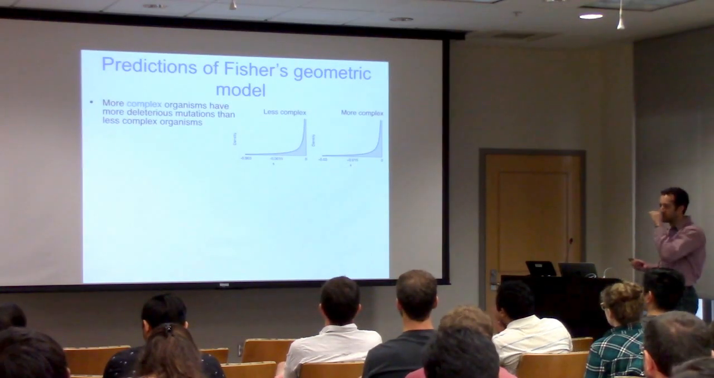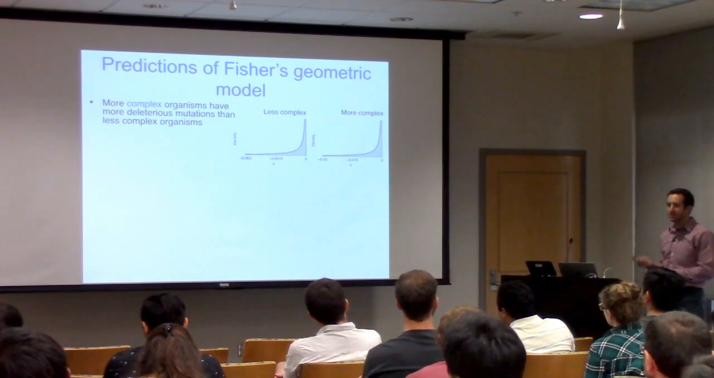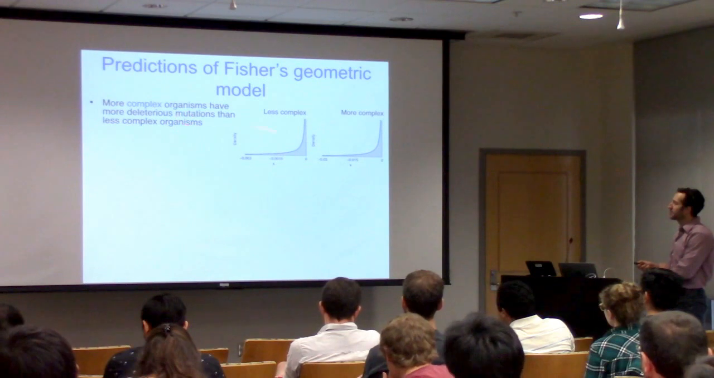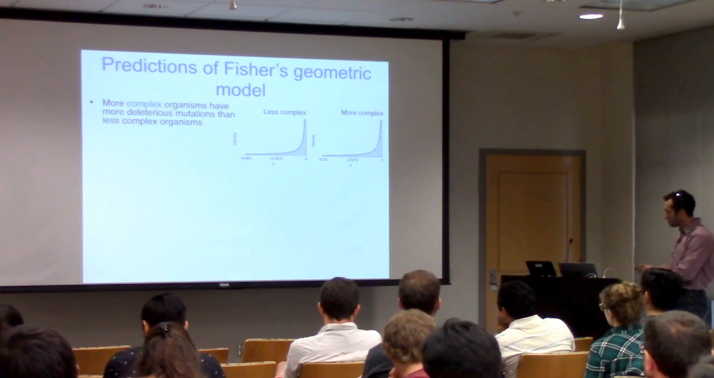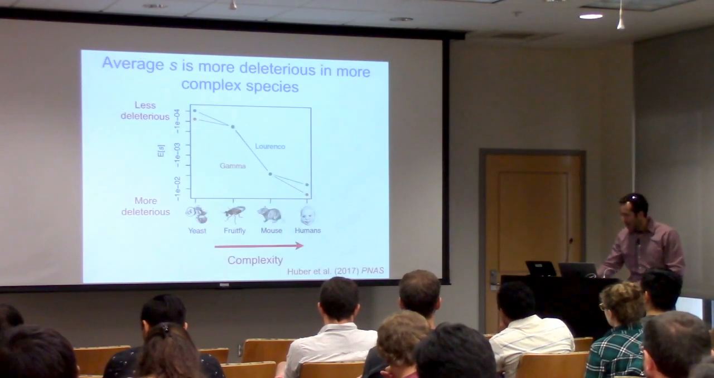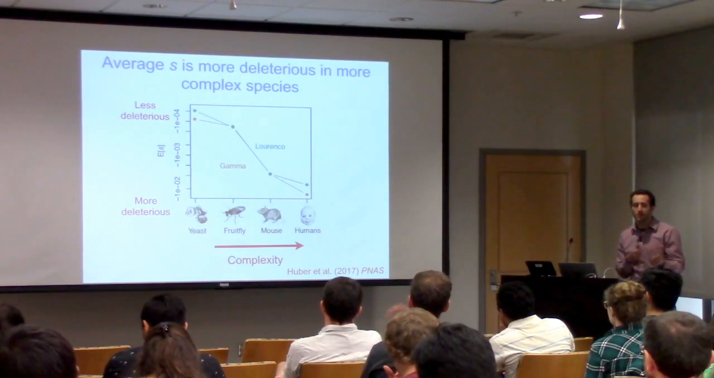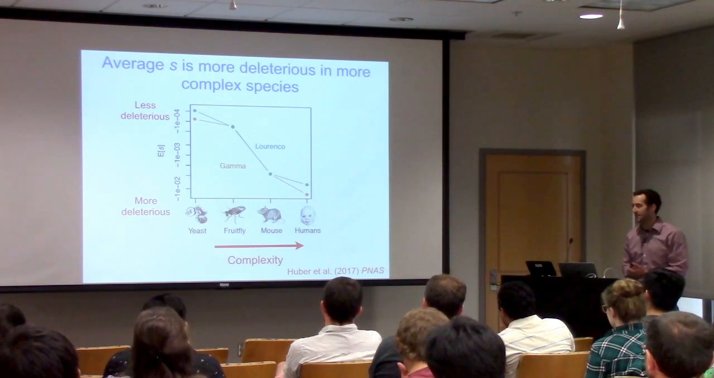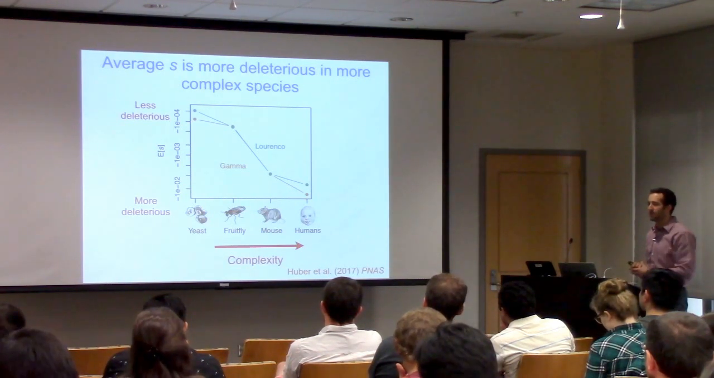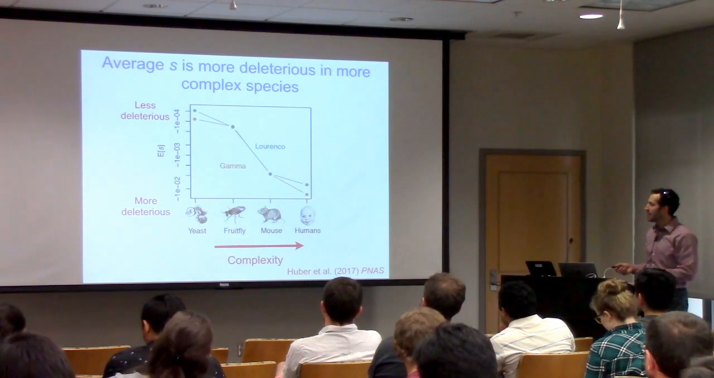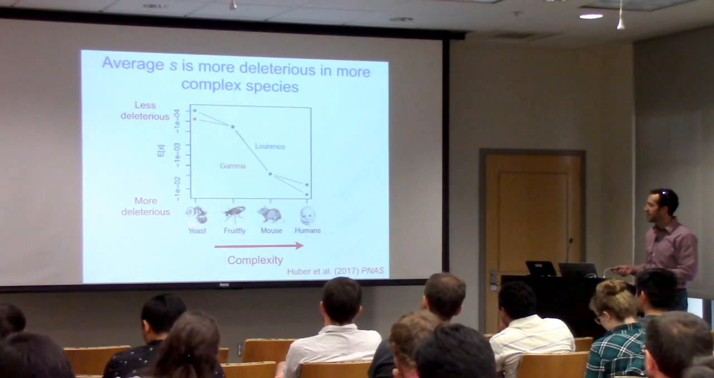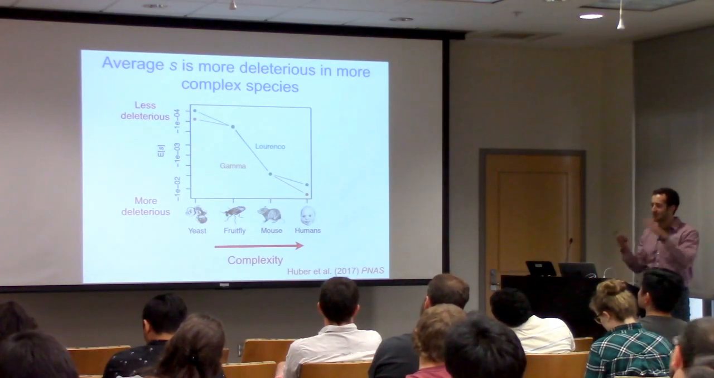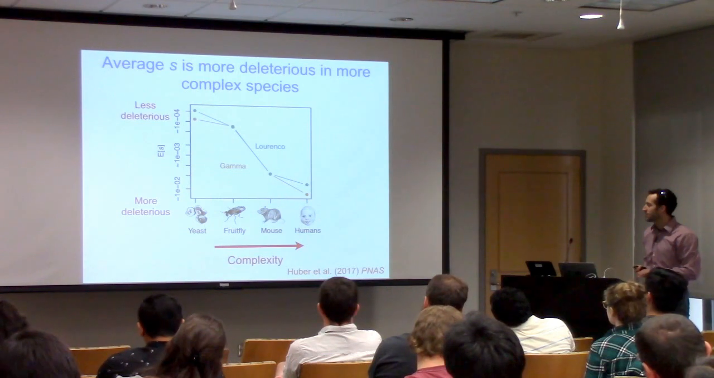Okay, so we want to test Fisher's geometric model. It turns out it makes a number of predictions that we actually can test. So the first is that more complex organisms ought to have more deleterious mutations than less complex organisms. I've already sort of shown you that with the human and fly comparison, but we wanted to see whether that holds more generally if we add more species in. So what we did was use the same framework that I just told you about, but looked at data from natural populations of yeast as well as mice, estimated demography in each of those species, and then estimated the distribution of fitness effects.